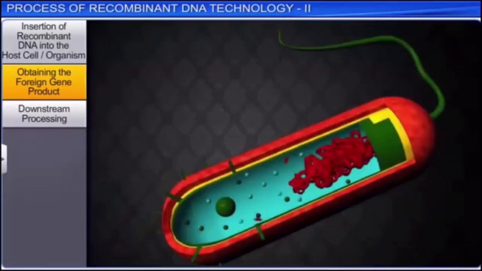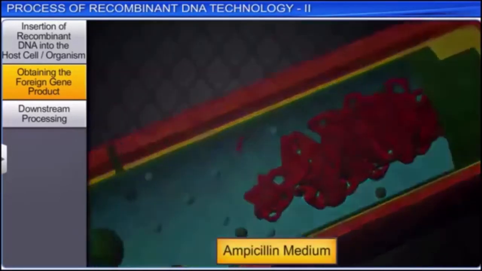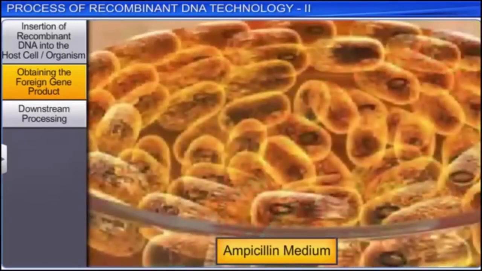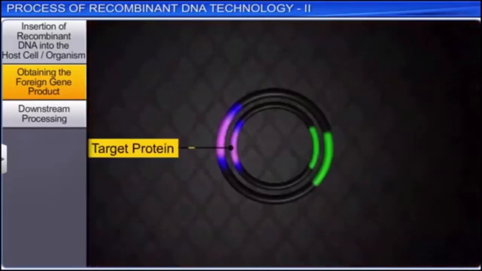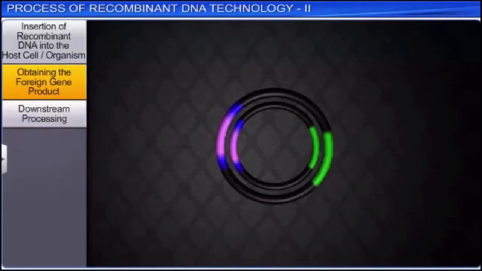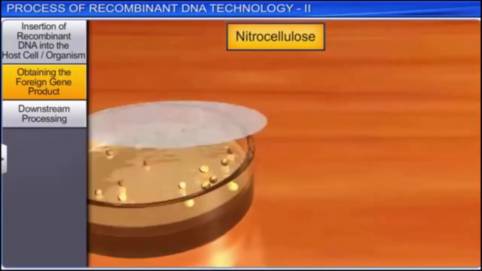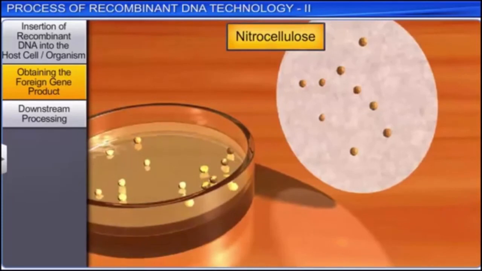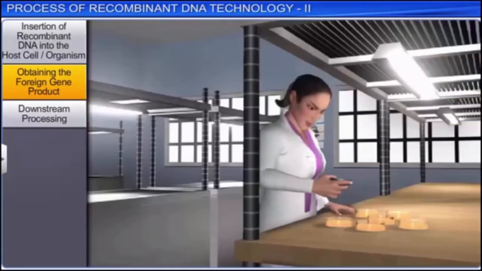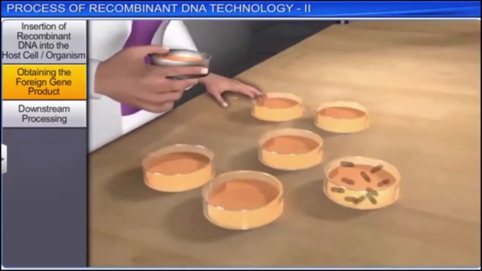Cultures such as an ampicillin medium may be used to extract the desired protein. Then this protein can be purified by using different separation techniques such as nitrocellulose filter and autoradiography. After the purification process, the cells storing cloned genes of interest may be grown on a small scale in the laboratory.